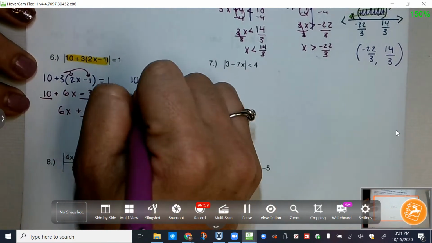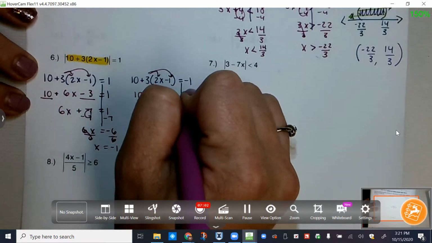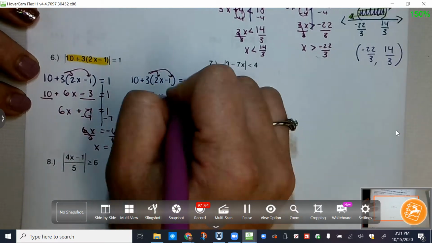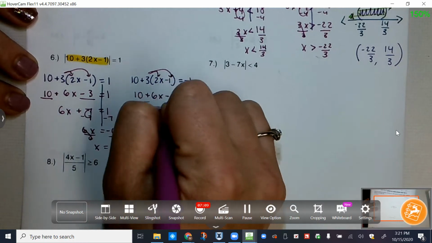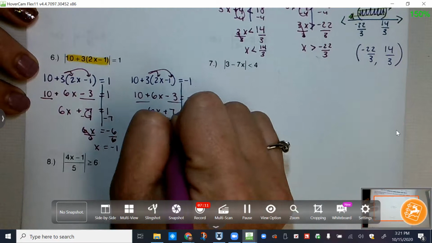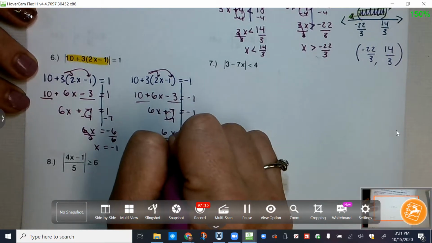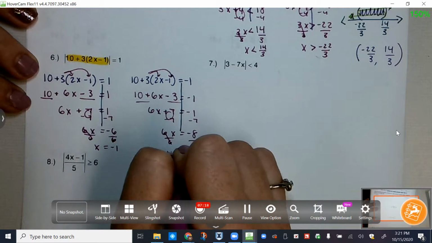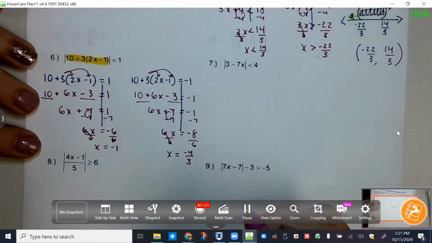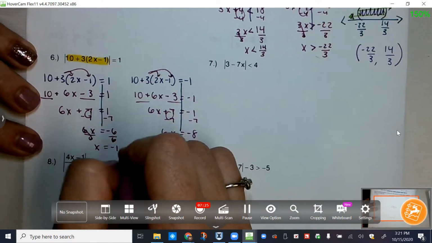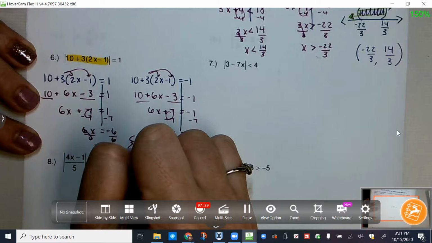Okay, so same thing on this side. I get 10 plus 6x minus 3 equals negative 1. So 6x, because these are like terms, plus 7 equals negative 1. Minus 7, 6x equals negative 8. Divided by 6, divide by 6. I get x equals, split them in half, negative 4 over 3. So this is an equation, not an inequality, so I just put them in. So negative 4 over 3 is smaller than negative 1.